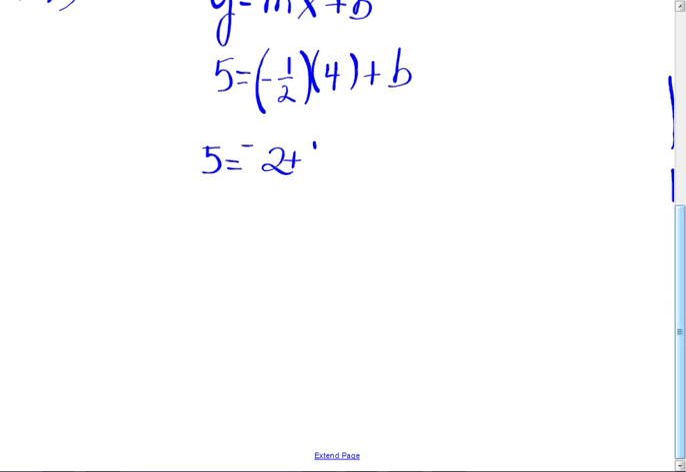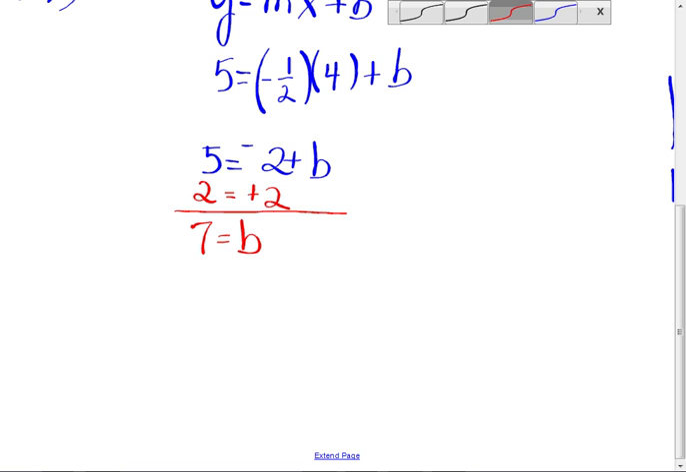Plus b. We're almost done. Now we have to solve for b. How do I get rid of a negative 2, Jake? I don't want that negative 2 there. Add 2, yeah. And when you understand, you remember. So 5 plus 2 gives you, I know we know this, what's 5 and 2? 7 equals b.